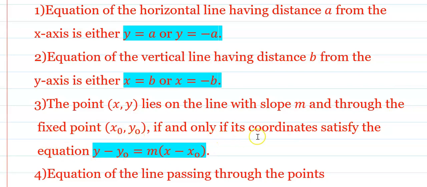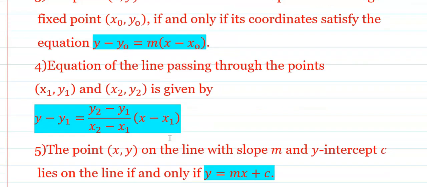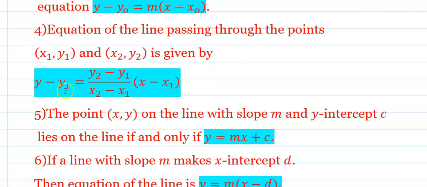The point (x, y) lies on the line whose slope is m and which passes through the fixed point (x0, y0) if and only if its coordinates satisfy the equation y minus y0 equals m(x minus x0). Equation of the line passing through the points (x1, y1) and (x2, y2) is given by y minus y1 equals, and this is nothing but the slope, the difference of y coordinates upon the difference of x coordinates, into (x minus x1). Instead of x1 and y1, you can take x2 and y2.